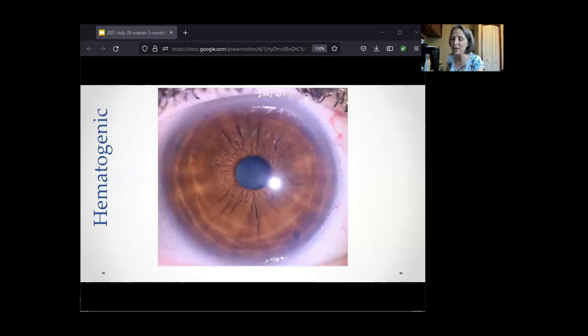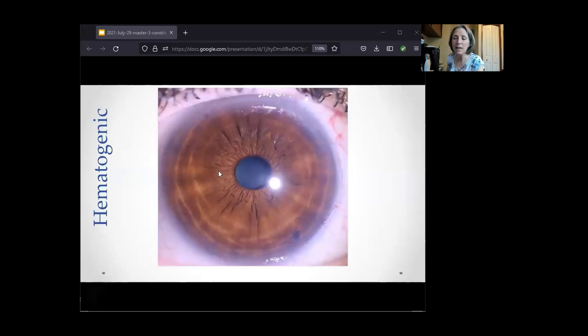So when we look at the hematogenic eyes, you may live in a part of the world where this is the predominant eye type, and you need to know how to read these. You can see as much detail in the hematogenic eye as you can in the lymphatic eye if you know what to look for. So the hematogenic eye is brown. It may have gold.